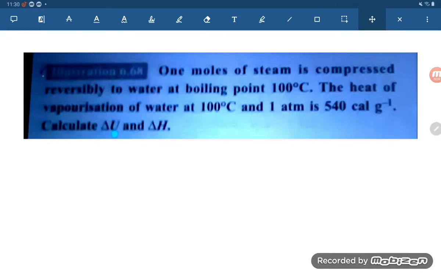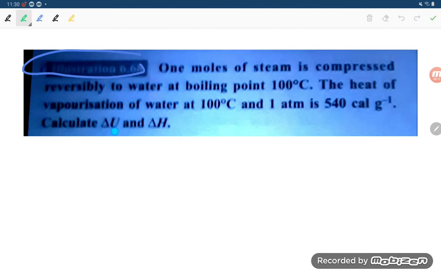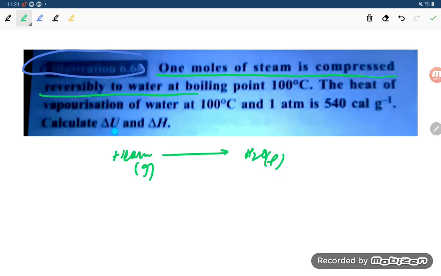Hello students, let us solve one more problem from the thermodynamics chapter which is asked by my student. The question is: 1 mole of steam is compressed reversibly to water. So steam is gaseous, and you are converting it to H2O liquid at boiling point, 100 degrees Celsius.